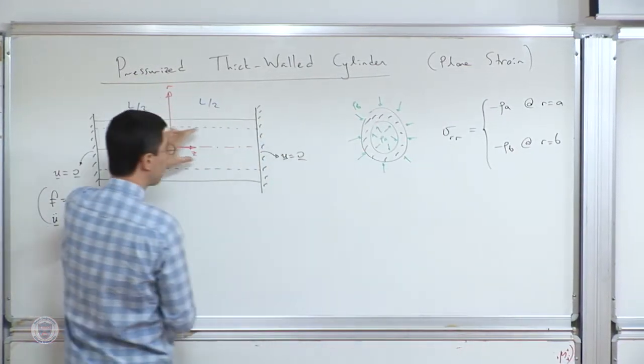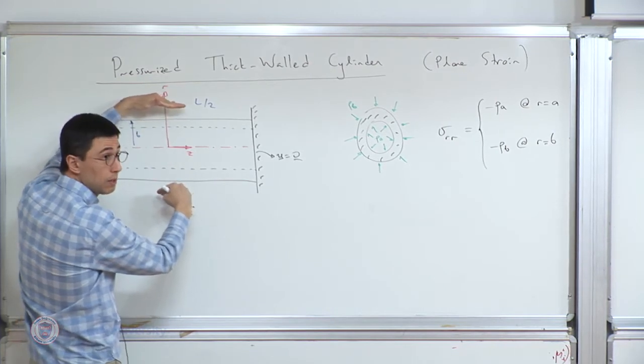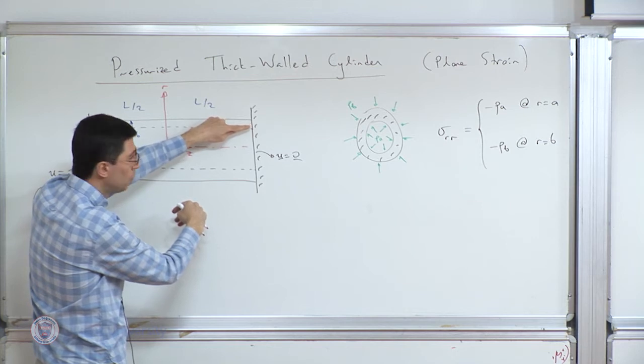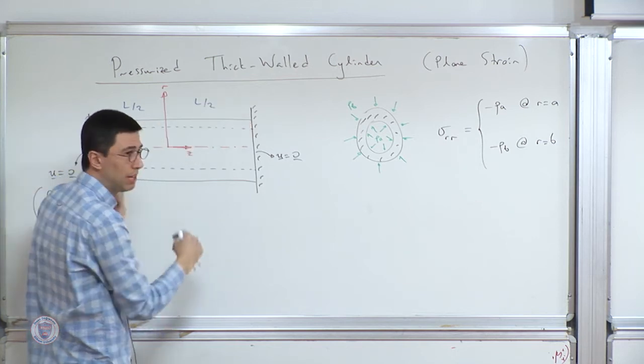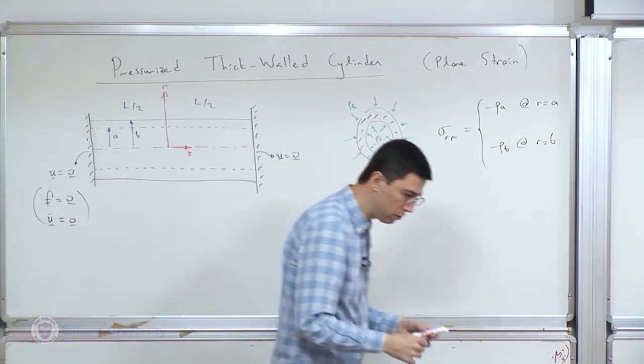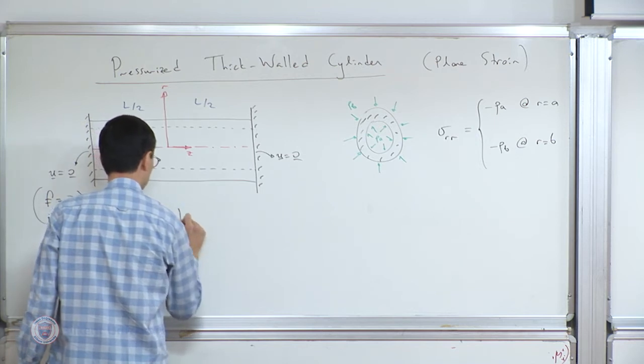So there is an internal pressure, which is going to try to increase the radius, right? But the ends are fixed. So these points cannot really move. So if you look at the displacement field at the beginning, it's not so easy to immediately interpret what is going on. So let's start with the displacement field.